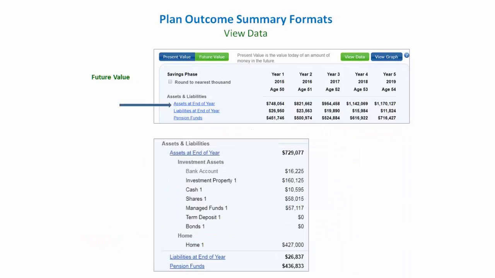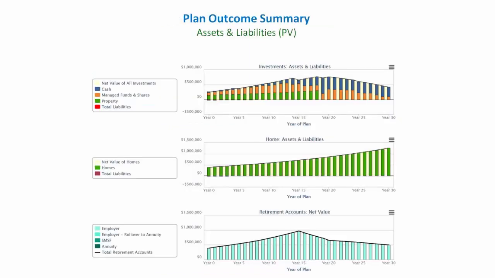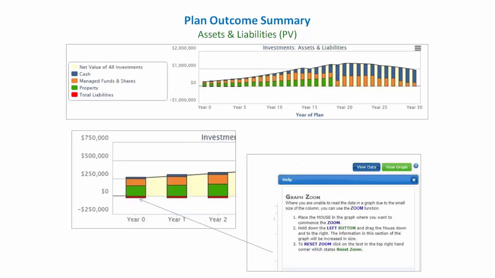When you click on a link, the underlined words such as assets at end of year, the underlying detailed information will be displayed. The first set of data is your assets and liabilities listed as investment assets and liabilities, home assets and liabilities, and retirement accounts. In this example, the liabilities are low and difficult to see. When this occurs, you can use the zoom feature to view the results and reset the graph.